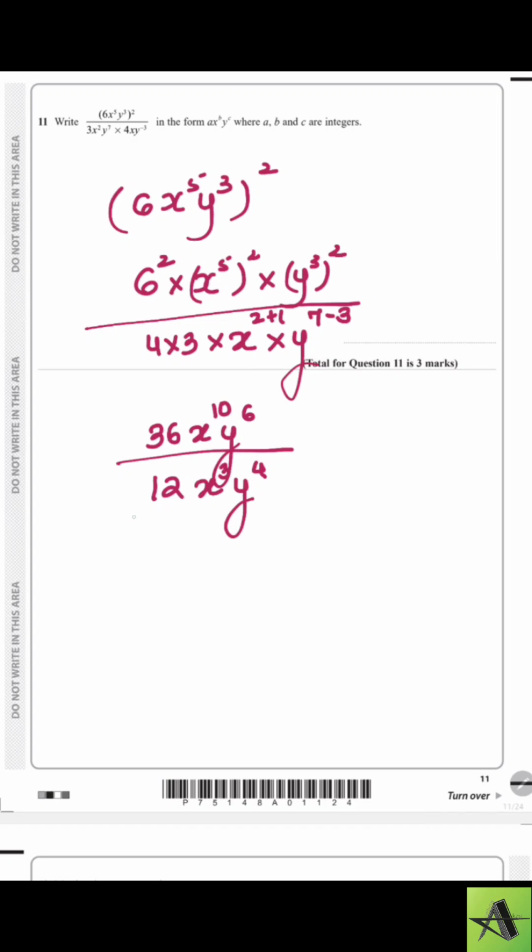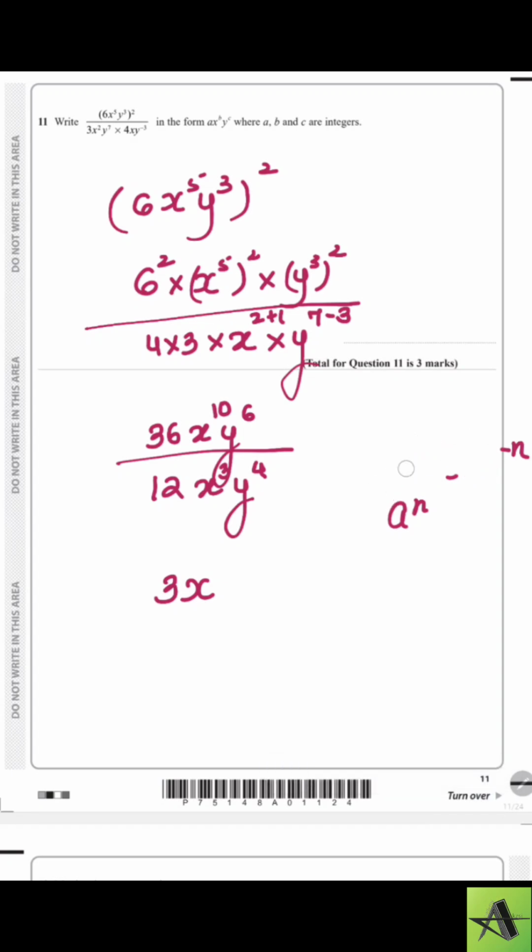36 over 12 is, I can divide numbers together, same terms together. So 36 over 12 is 3. For x, it's the quotient rule. It says if you are dividing two indices having the same base number, the power gets subtracted. That means if a to the power of m over a to the power of n, since the base number is the same, the power gets subtracted.